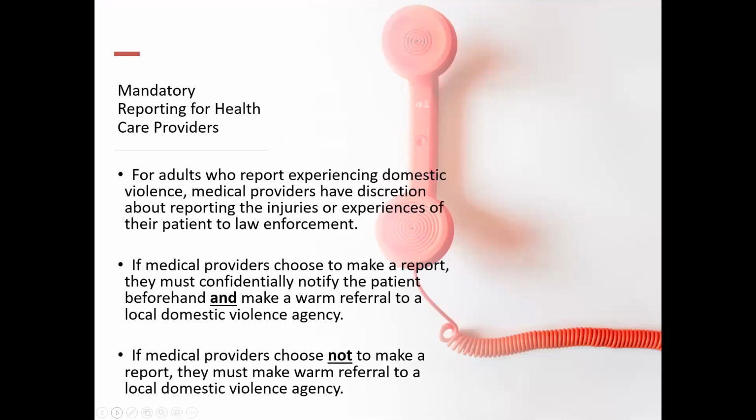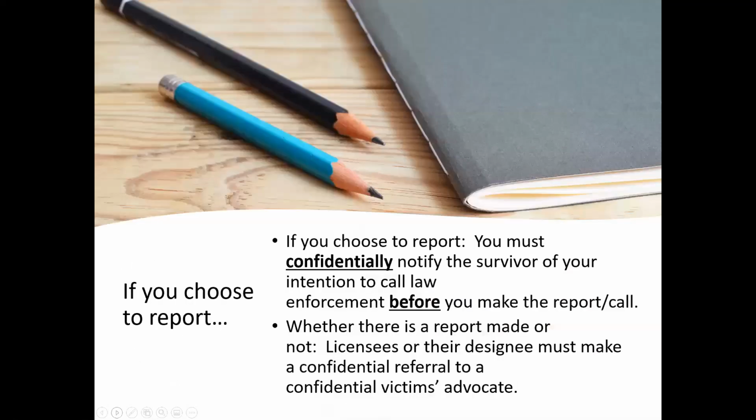So the goal of this law has two outcomes that we'll go over in a little more detail, whether you report to law enforcement about adult domestic violence or if you don't. And if you do choose to make a report, go ahead and go to that next slide. If you do choose to make a report to law enforcement, the law requires that you confidentially notify the survivor of your intention to call law enforcement before you make the report.